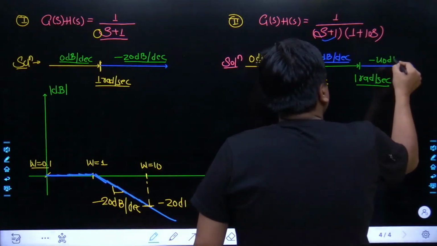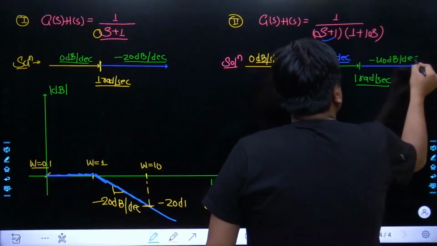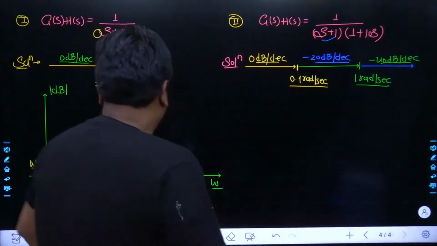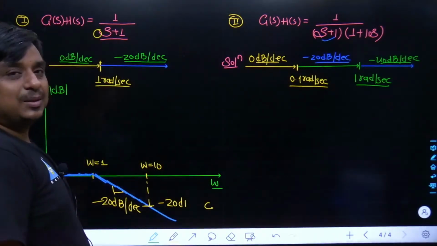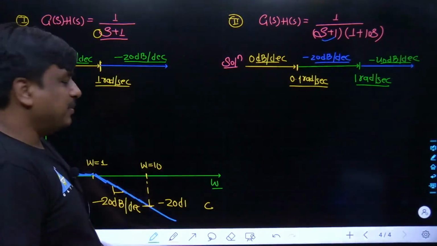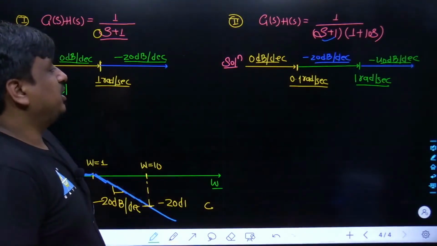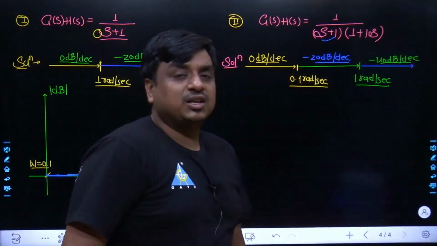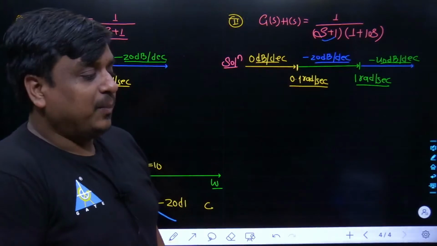Now, one of the important conclusions I would like to deduce out of it concerns the final slope. Do you know what the final slope is? The final slope is nothing but the slope of the Bode magnitude plot when omega tends towards infinity. In the first case the final slope had been minus 20. Similarly, in the second case, the final slope is minus 40 dB per decade.